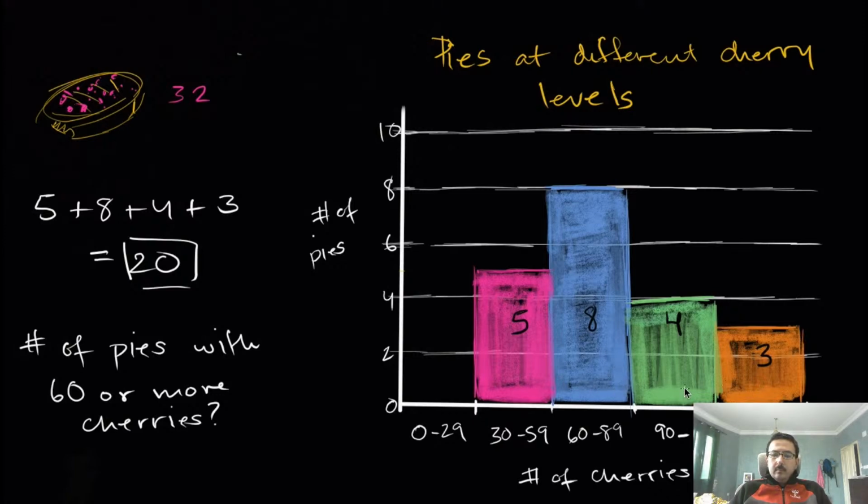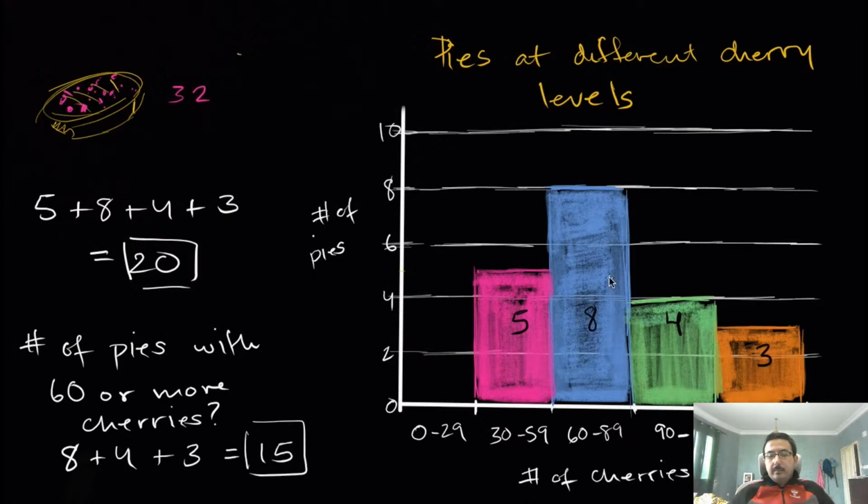This is 60 to 89. This is 90 to 119. This is 120 to 149. So it's going to be these 8 pies that are in this bucket, plus these 4 pies, plus these 3 pies. So it is going to be essentially everything but this first bucket. All the pies except for these 5 pies have 60 or more cherries. So it should be 5 less than 20. And so let's see, 8 plus 4 is 12, plus 3 is 15, which is 5 less than 20.